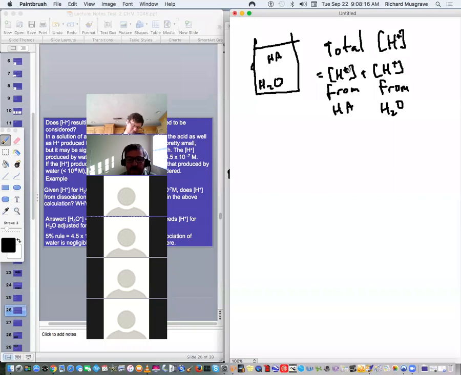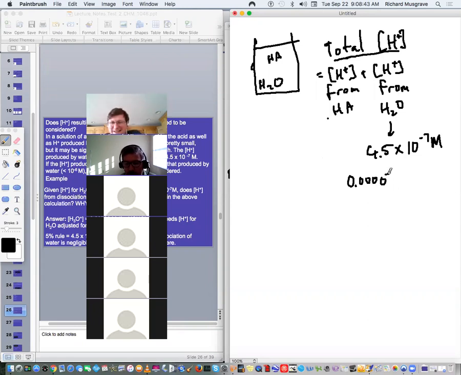So we'll have a total H plus in the solution. But the thing is that the concentration of the H plus from the water is really small. It's a maximum, and that's why I've got it here as being listed as 4.5 times 10 to the negative 7 molar. That's really tiny. If you were to write that out as a decimal, it would be 0.00000045. I mean, come on, that's really tiny.